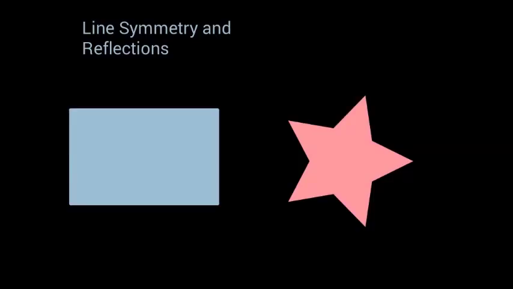Alright, we're going to discuss line symmetry and reflections today. So first we're going to do line symmetry. And that just simply means that I can draw a line and both halves are going to look identical. It's like looking in a mirror or putting a mirror on something and both halves would look the same, or the shape would look the same.